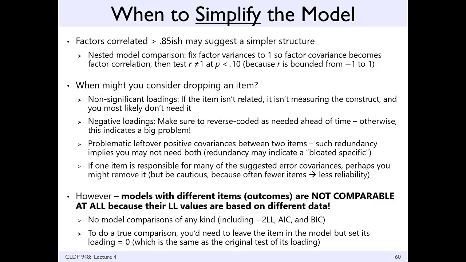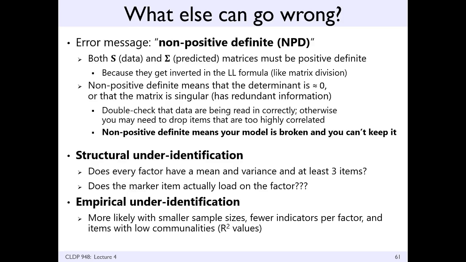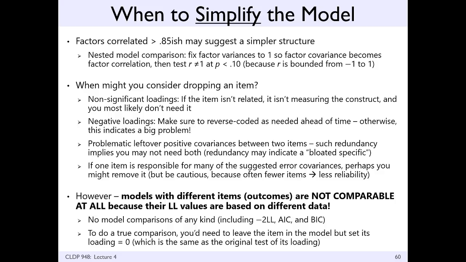If you want to test whether or not you need an item, the proper way to do that is to leave it in the model but fix its loading to 0. Then you're still back to the same 6 by 6 covariance matrix. The models are comparable, and you're testing the constraint. Whether you made it, excuse me, worse. All right. Does that make sense? Good.